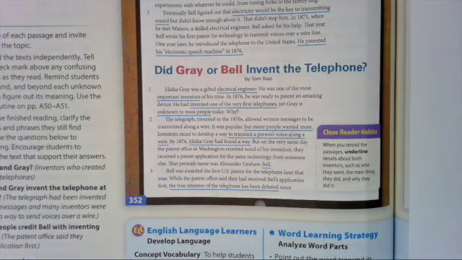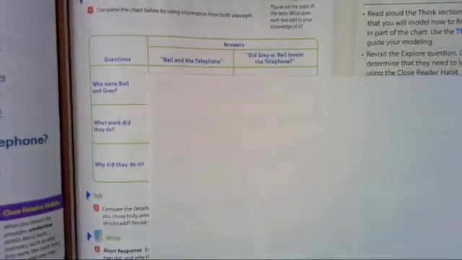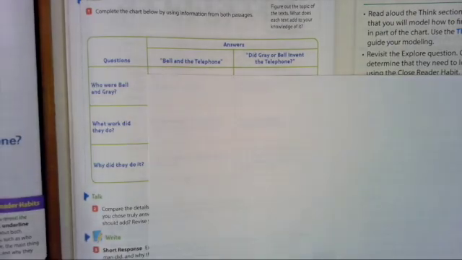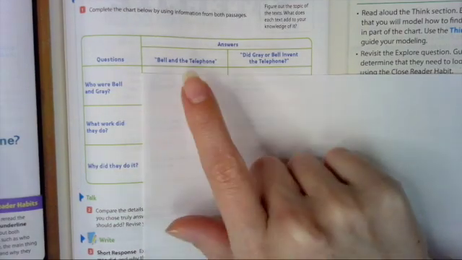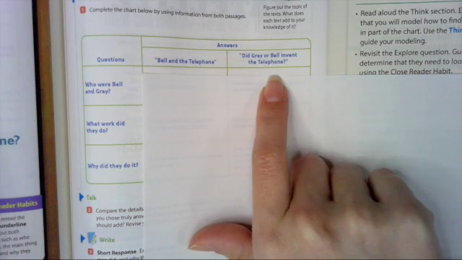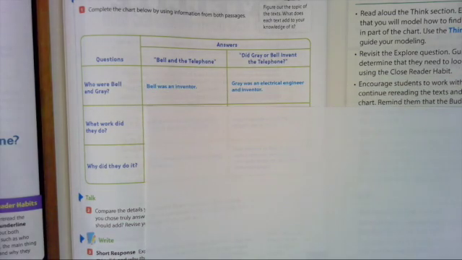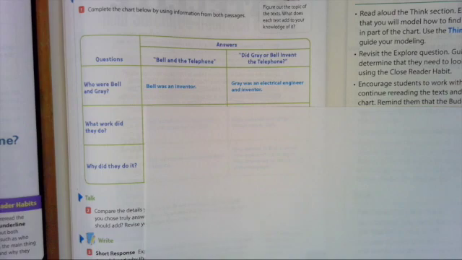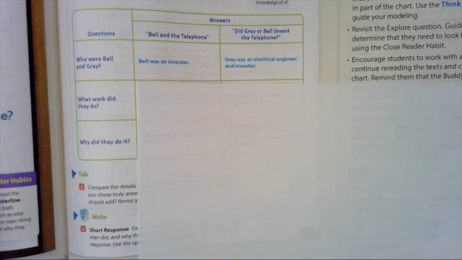Make sure you underline those key details in the text. Looking at the chart on the following page, we're going to take details from each passage to answer these questions. So, who were Bell and Gray? Well, in Bell's article, it says that he was an inventor. In Gray's article, it says that he was an electrical engineer and inventor. What work did they do? Well, they both worked with telephones or transmitting sounds over wires.